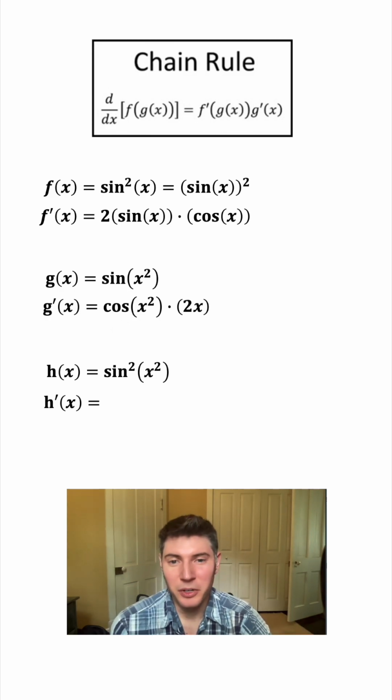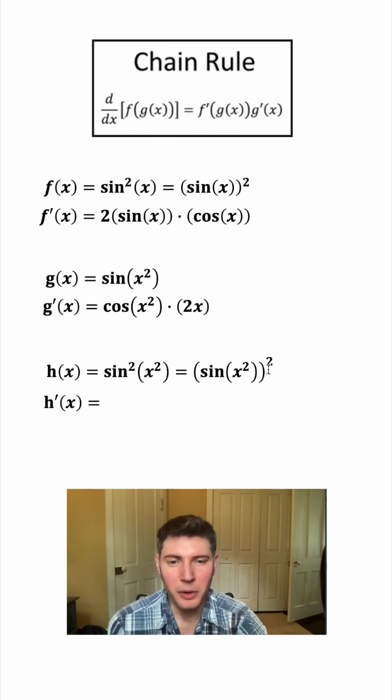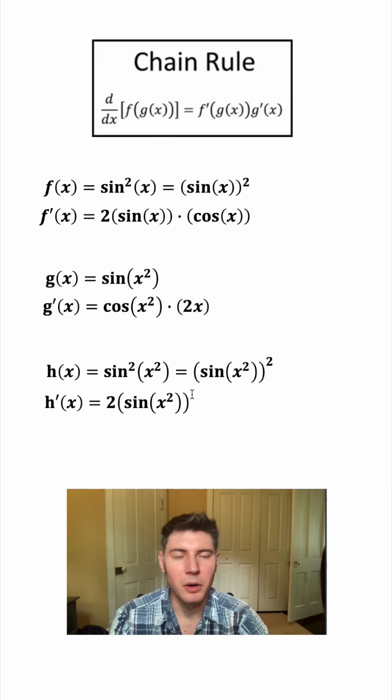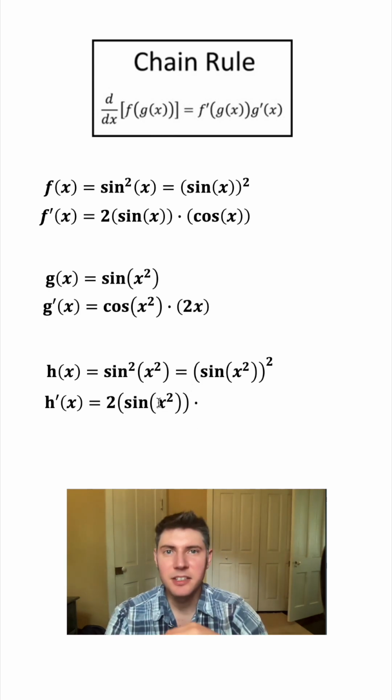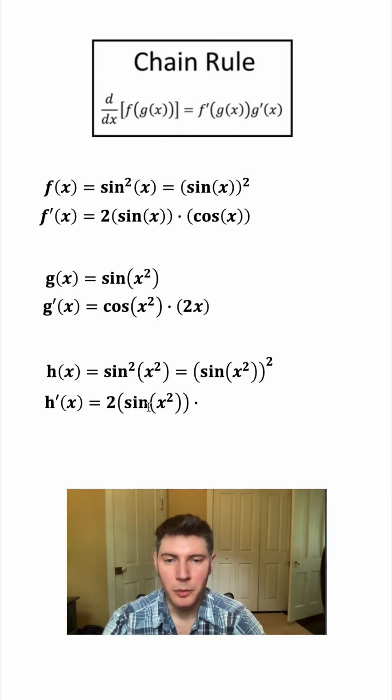So for h of x, where it's sine squared of x squared, first let's rewrite that as sine of x squared, the whole thing squared. So our inner function is this sine of x squared, and we're going to take the derivative around that. We're going to bring the 2 in front, and that's going to be to the 1 power, and then we're going to multiply it by the derivative of this inside stuff. This x squared is going to stay as x squared, and we're going to take the derivative of sine of that, so we get cosine of x squared.